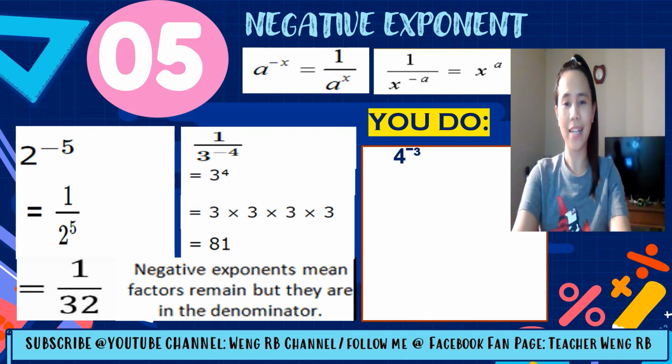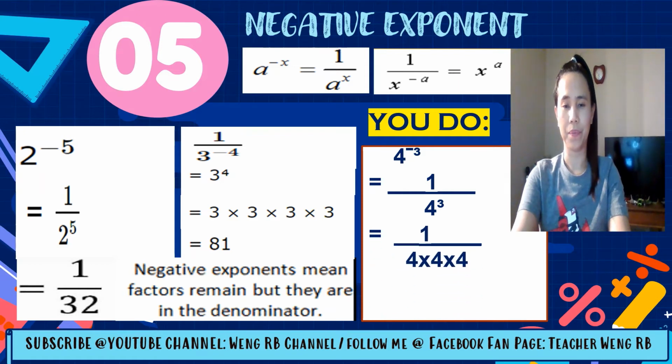I bet you are done, so let's check your answer. Since this is 4 raised to the negative 3, we can have it as 1 over 4 raised to the third power, which is now a positive. Or expanding 4 to the third power, we can now have 1 over 4 times 4 times 4. 4 times 4 times 4 is equal to 64. That is why our final answer will be 1 over 64. Easy, right?